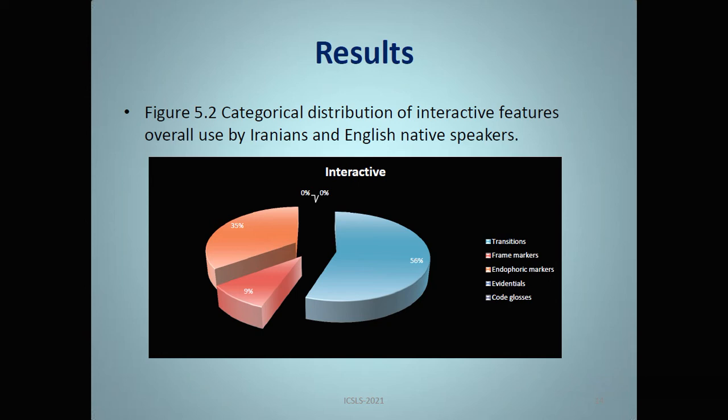The categorical distribution of interactive features overall used by Iranians and English native speakers showed that the use of transitions stands well over 50%, while frame markers fall under 10%. Endophoric markers take the middle ground by 35%, which implies that both groups used about 1/3 of the whole features in this category. Evidentials and code glosses take no place in the acknowledgement writings of either group.